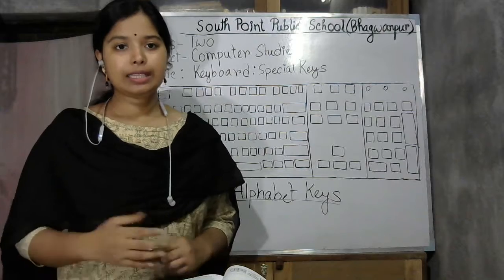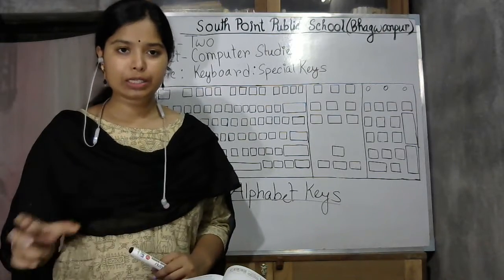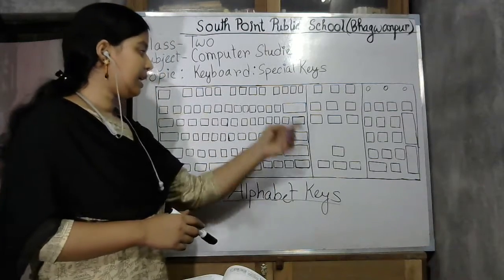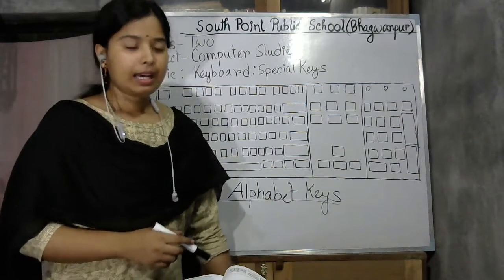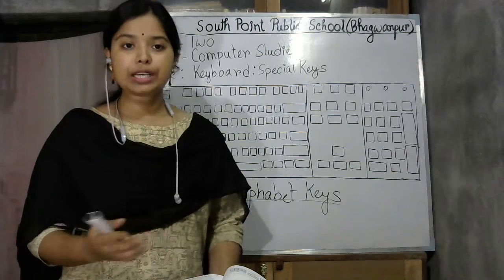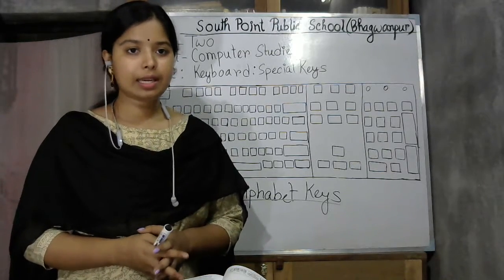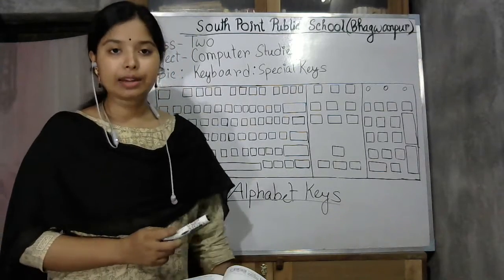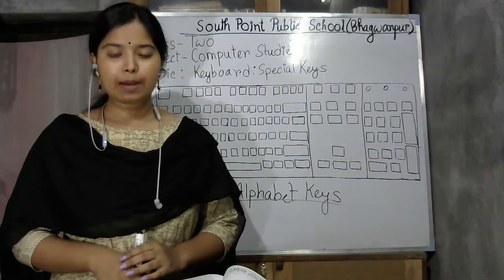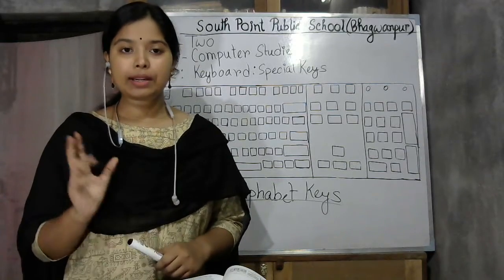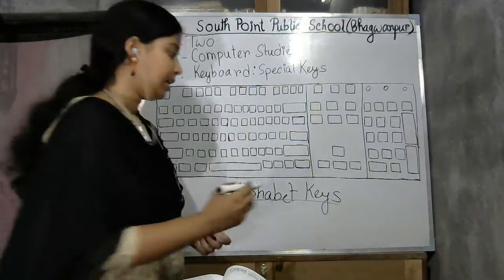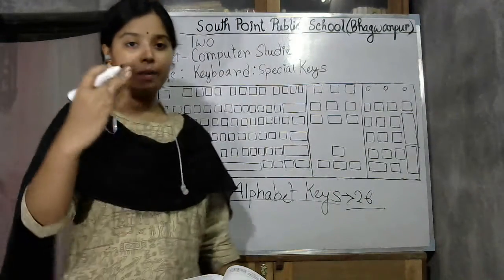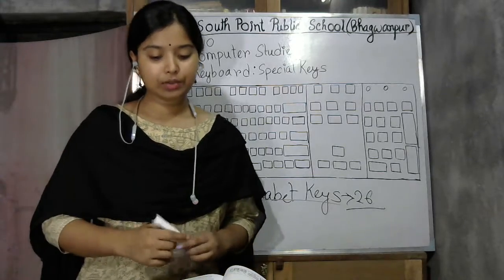You have learned these letters in a perfect order, but these letters are not arranged in the keyboard in that proper way. There are more than 103 or 104 keys in the keyboard, and among these keys, alphabet keys are 26. You know, A to Z, 26 alphabets. How many alphabet keys? 26. And they come in 3 rows.